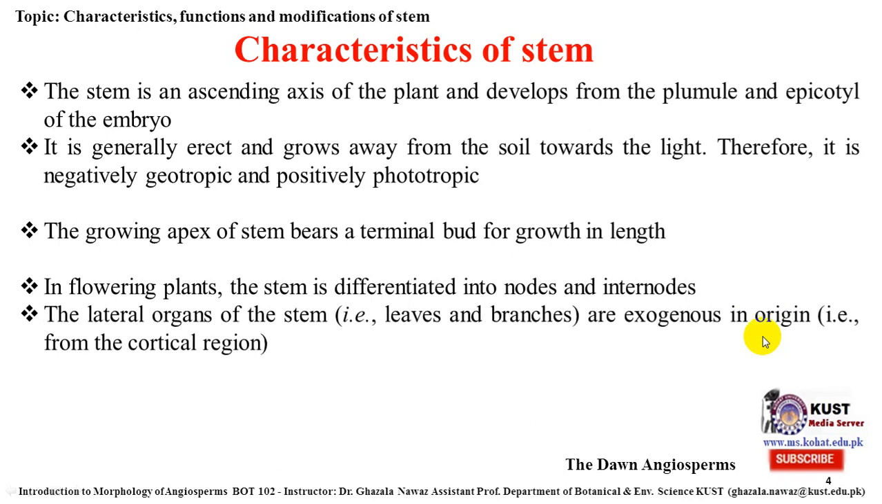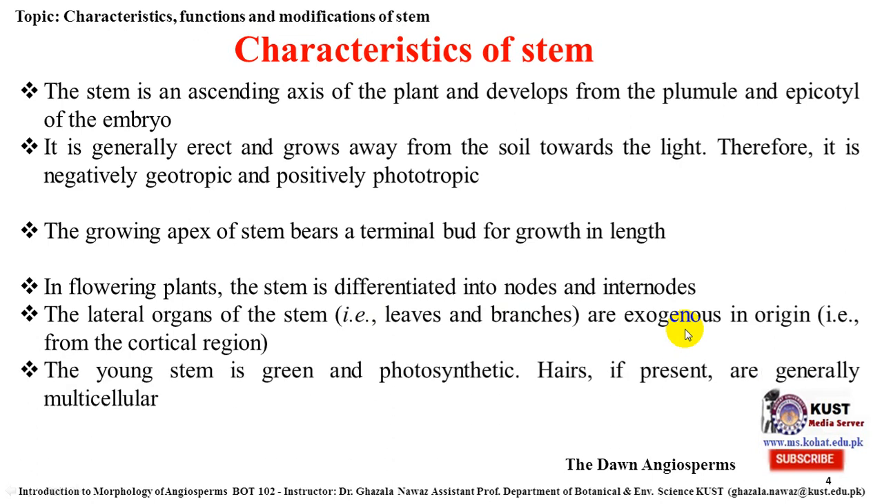The lateral organs of the stem, that is the leaves and branches, are exogenous in origin. What does this exogenous in origin mean? They originate always from the cortical cells. You all know the anatomy of the stem, and there are portions like epidermis, cortex, pith, etc. So from the cortical region, the leaves and branches arise.